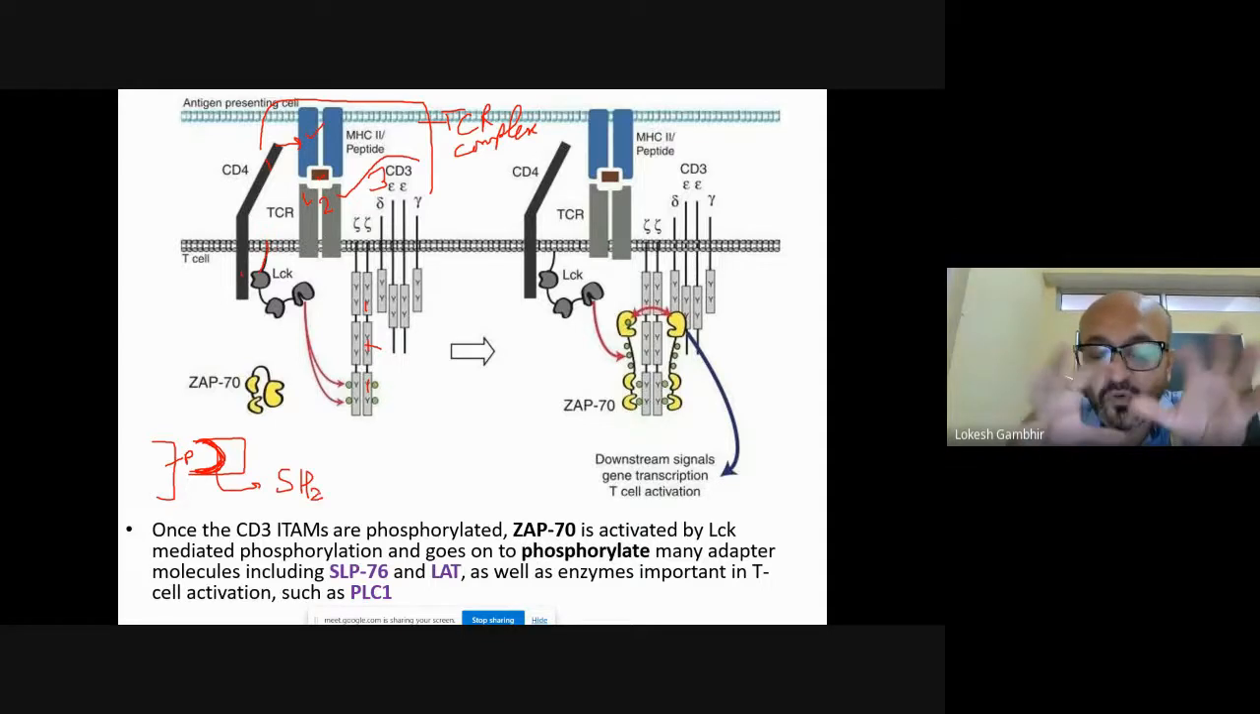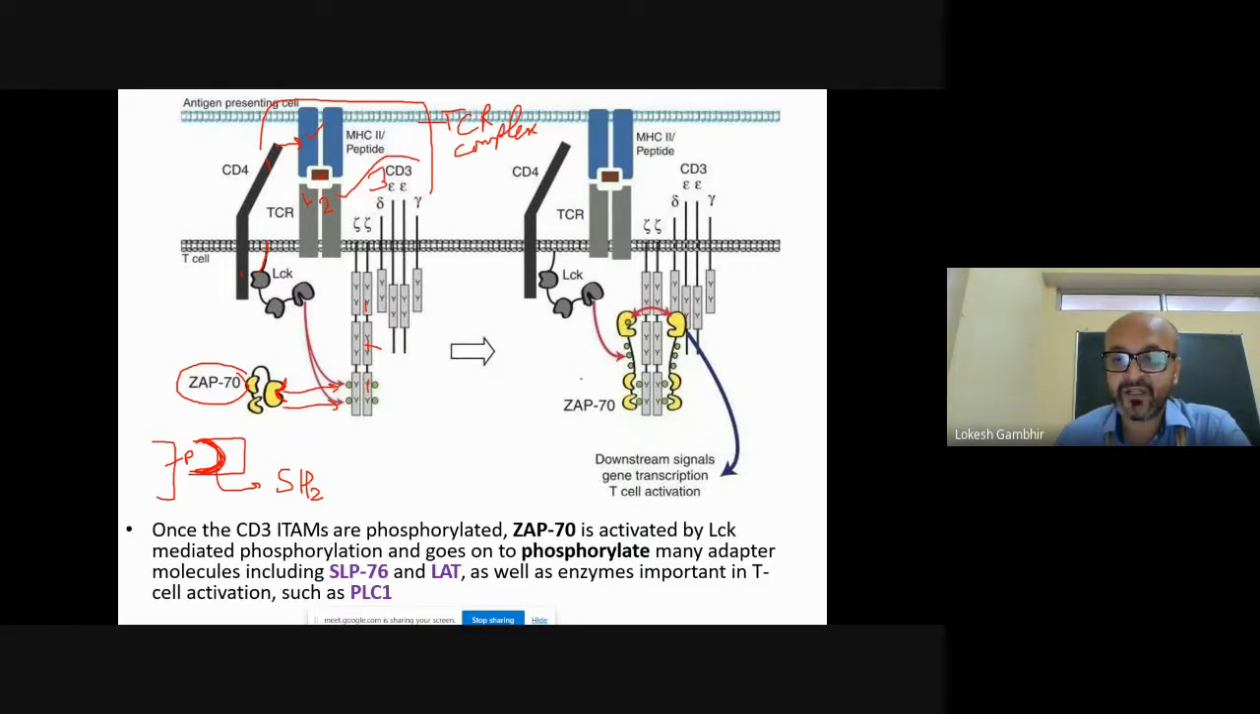And all the proteins that are having this particular SH2 domain will be able to interact with the phosphoproteins in a lock and key manner. Then what is happening next? Once these items are phosphorylated, next there is another protein called ZAP70, which is having the SH2 domain here, will come and bind to all the phosphorylated residue.